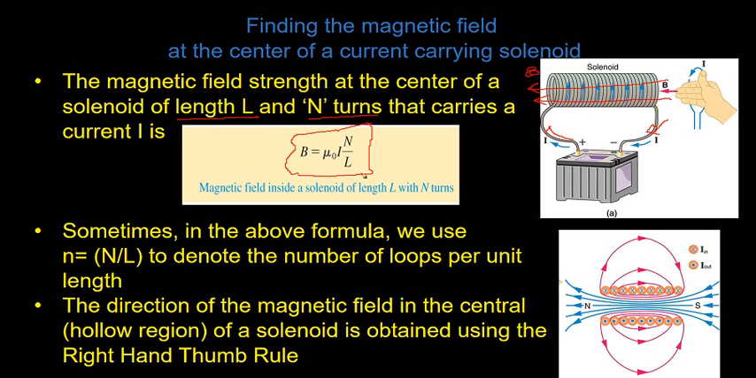Please note here there is no R in the magnetic field equation for the solenoid, so we don't care about the radius of the solenoid. The field is independent of the radius.